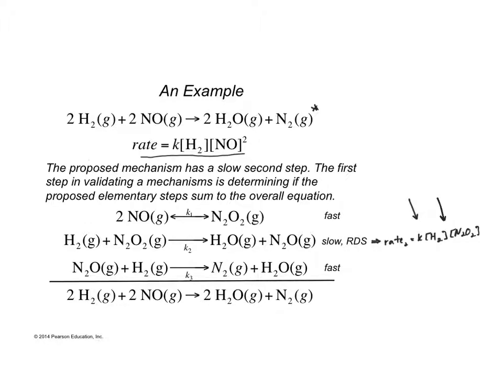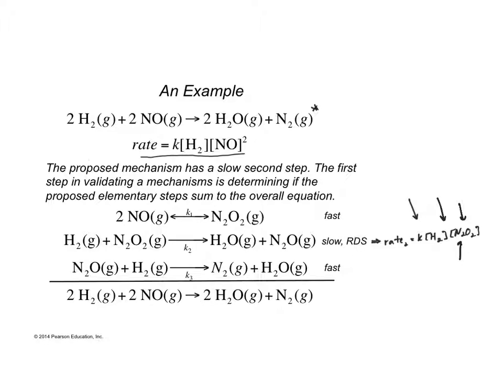Remember, we have to experimentally determine these rate laws. What is N2O2 in this overall reaction? Is it a reactant? No, it's an intermediate. So what's the problem with that? How could we experimentally show that the overall rate law depends on something that we can't actually even isolate or measure? So this is the issue.